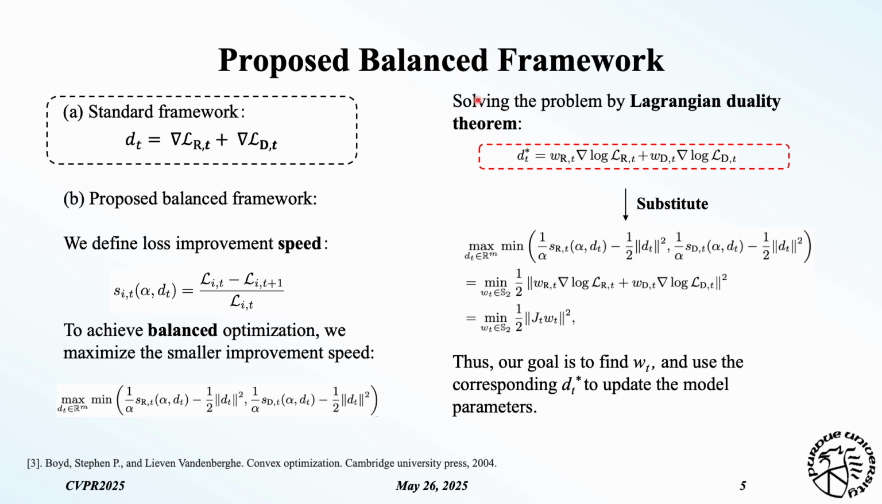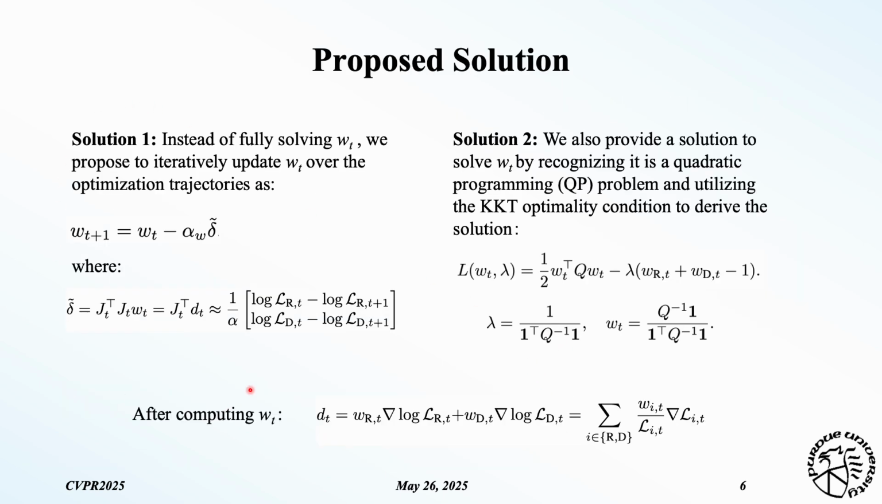We can solve the problem by applying the Lagrangian duality theorem and get the optimal update direction. By substituting the update back, finally, our task reduces to finding the best weights WT at each step. We proposed two solutions for solving the problem. For our solution 1, we use a coarse-grained gradient descent approach.